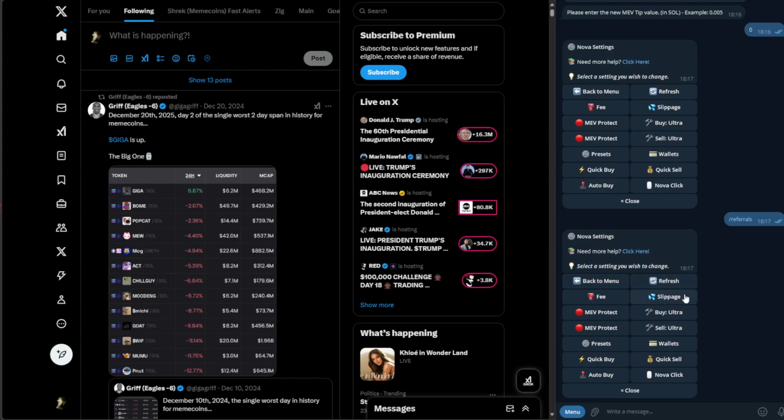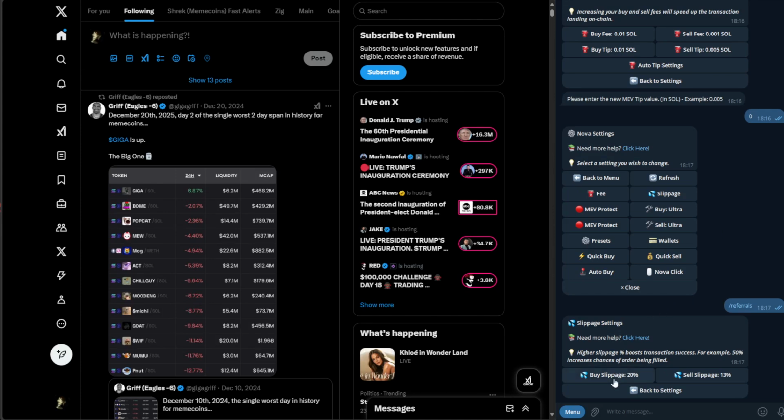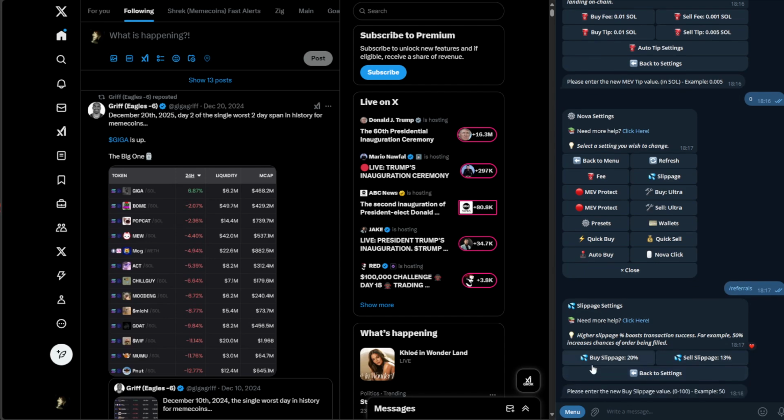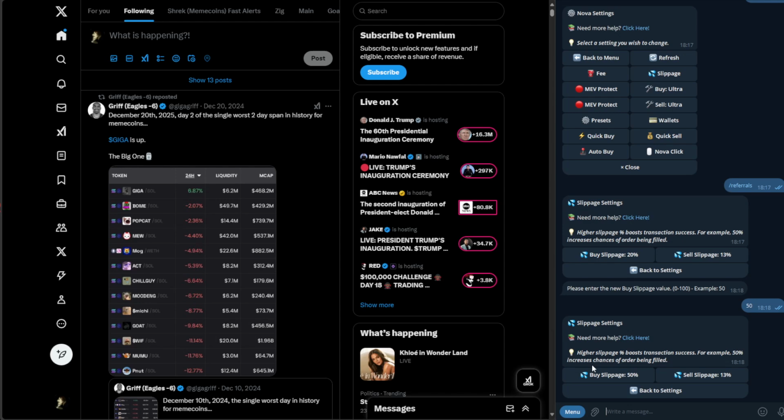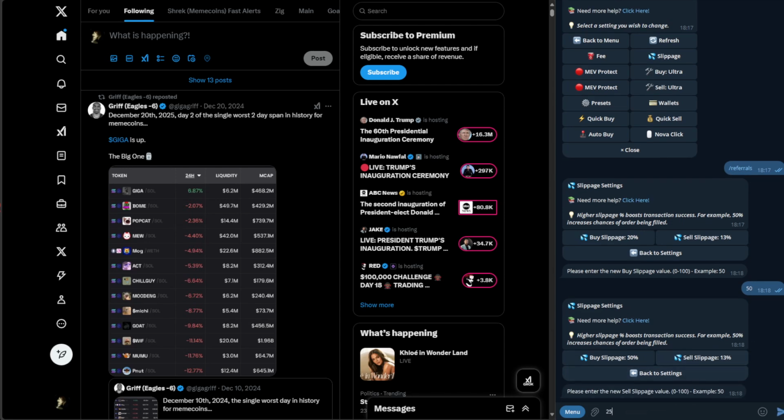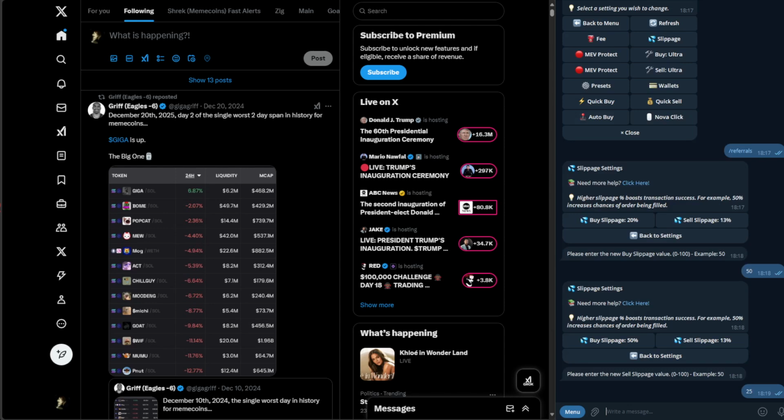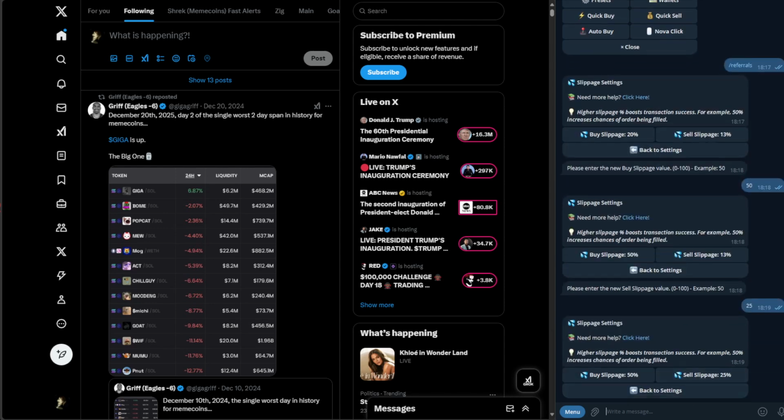Now the next thing we're going to be looking at is the slippage. Personally, I leave it at 20%, sell slippage 13%. Now if you're trading new pairs and pump fun, you could probably increase this to 50%, honestly. If that's the only thing you really trade, you could happily increase the slippage to 30% and probably increase your sell slippage to 25 to 30% as well. Now that's if you're trading, like I said, pump fun new pairs.